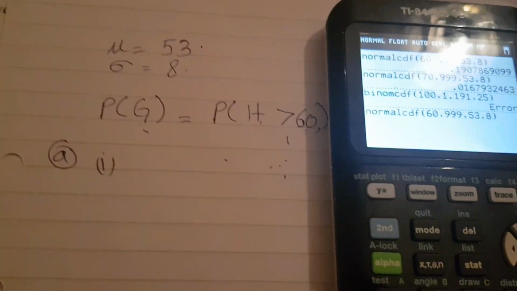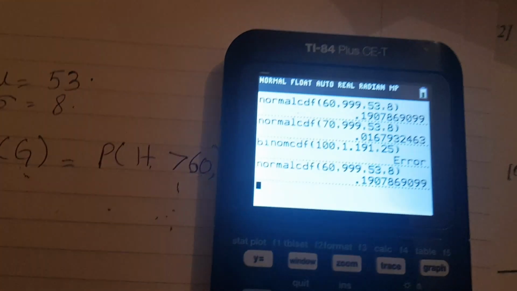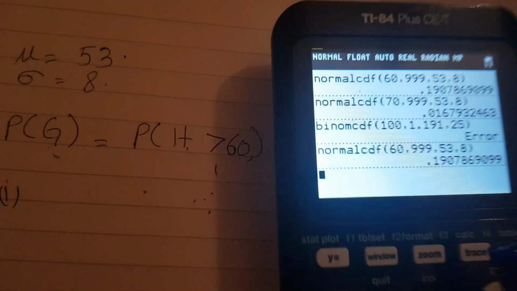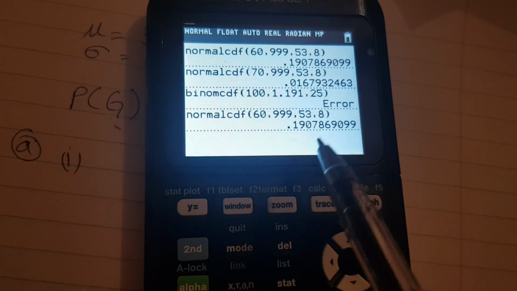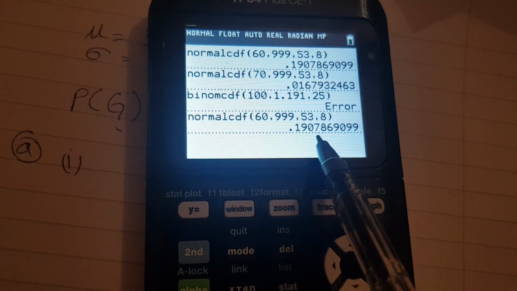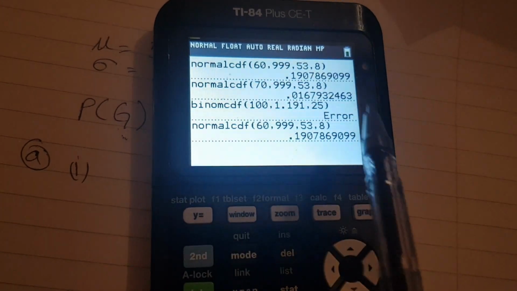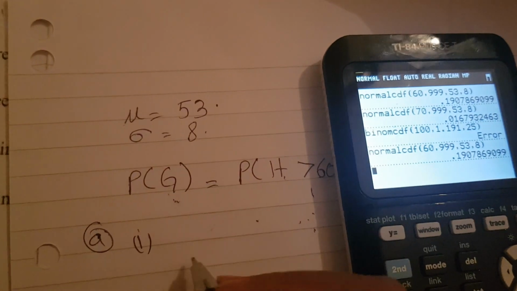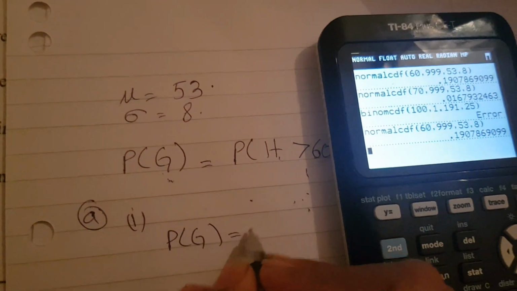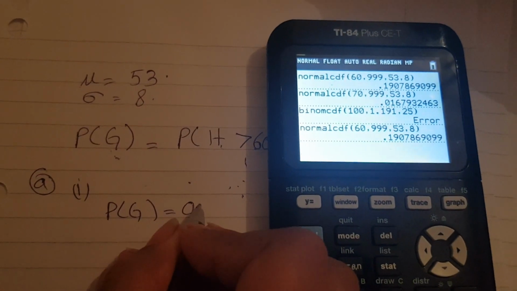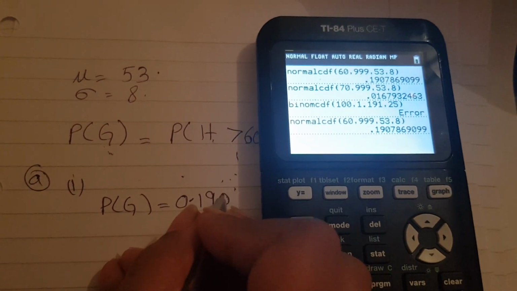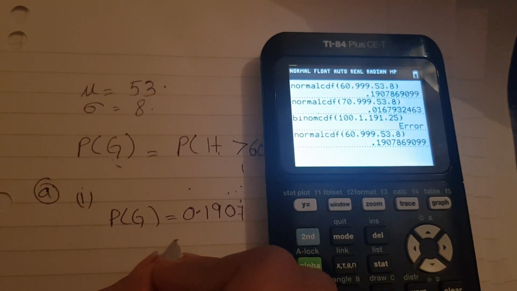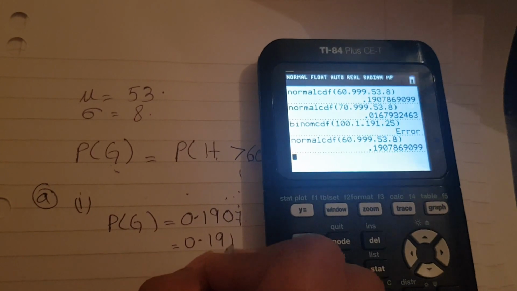So let me calculate. This is my probability of a giant tree. If I select any one tree at random, this is my probability that my tree will be a giant tree. So my probability of giant tree is equals to 0.1907, or you can say it is 0.191.